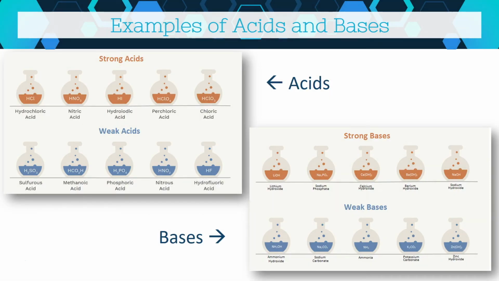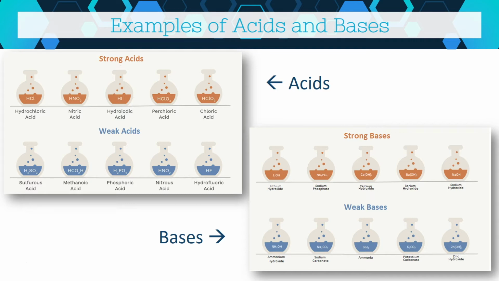So here are some actual examples of them. You can see that hydrochloric, nitric, hydroiodic, perchloric, and chloric acid are all strong acids, but sulfurous, methanoic, phosphoric, nitrous, and hydrofluoric acid are maybe not as much. On the base side, lithium hydroxide, sodium phosphate, calcium hydroxide, barium hydroxide, and sodium hydroxide are all considered strong bases. But ammonium hydroxide, sodium carbonate, ammonia, potassium carbonate, and zinc hydroxide are not as strong. So that's a bit of background on acids and bases.